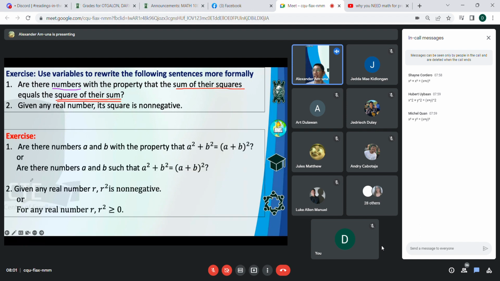So, magiging ganito na siya. Right? Okay. Are there numbers? In this case, I did not use x and y, but in your case, you use x and y. I just simply use a, b. So take note, we can use any variable, right? So a and b with the property that a squared plus b squared is equal to the square of their sum. On the other hand here, instead of the use of with the property, we use the term such that. And then the same.